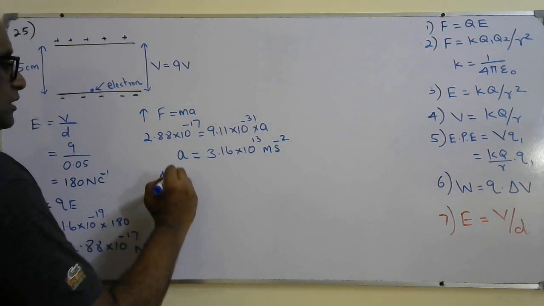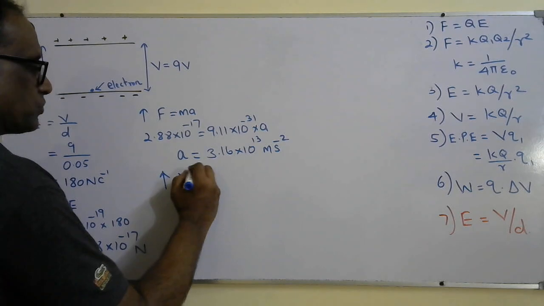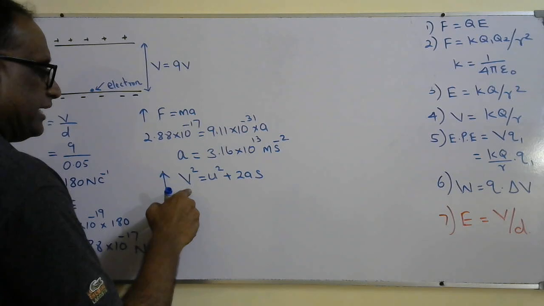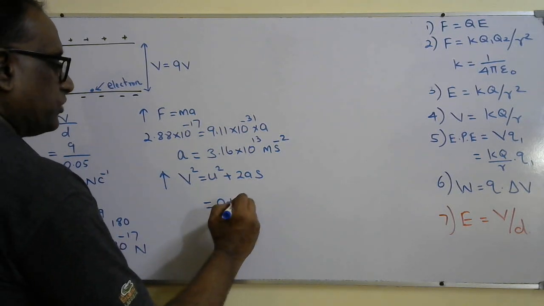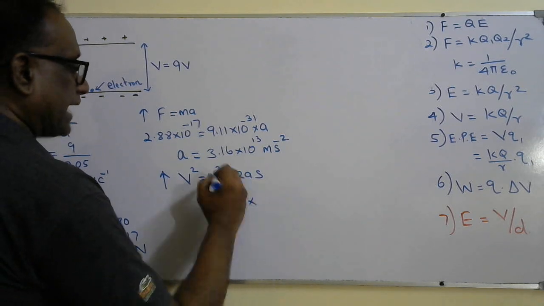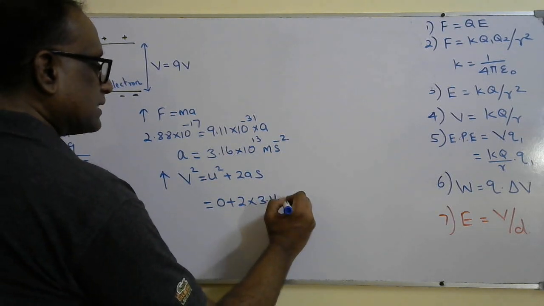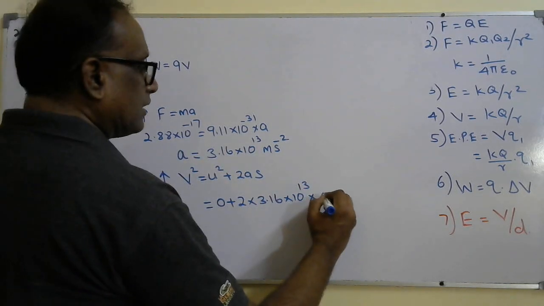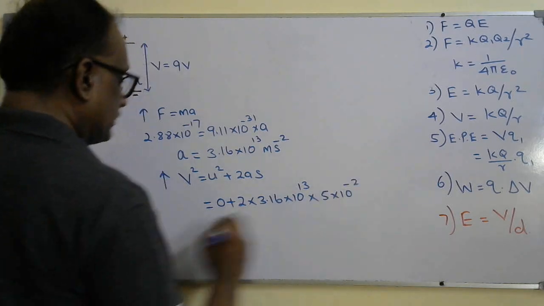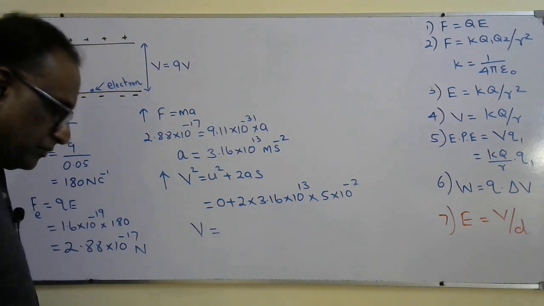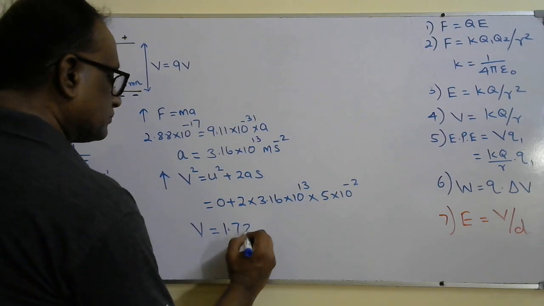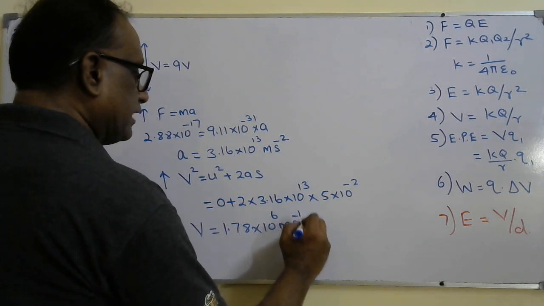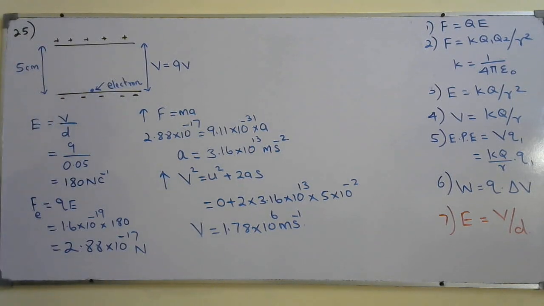Now, towards the positive plate, for the electron I can use v squared equals u squared plus 2as, because of constant acceleration. I need to find v. The initial speed is 0, released from rest. 2 times the acceleration 3.16 × 10^13, times the distance it's going to move, 5 centimeter, 5 × 10^-2. Take the square root, and v, the final speed, will be 1.78 × 10^6 meter per second. That's the speed when it just reaches the positive plate.